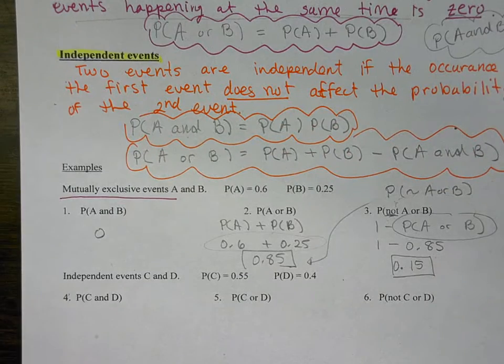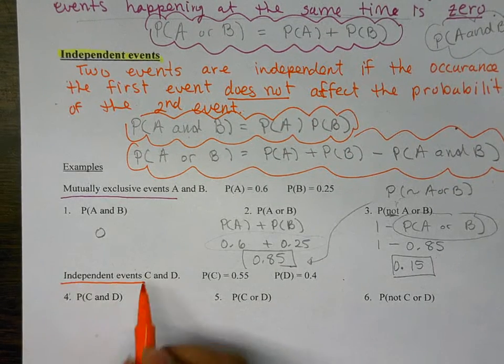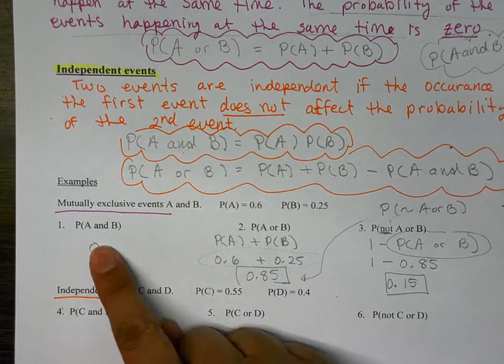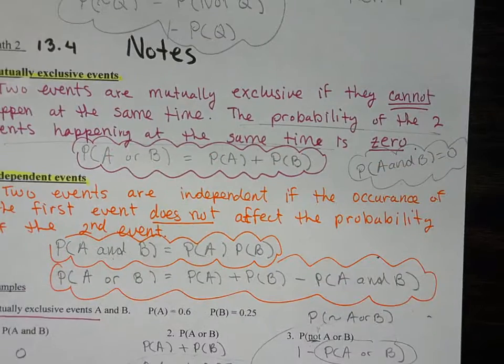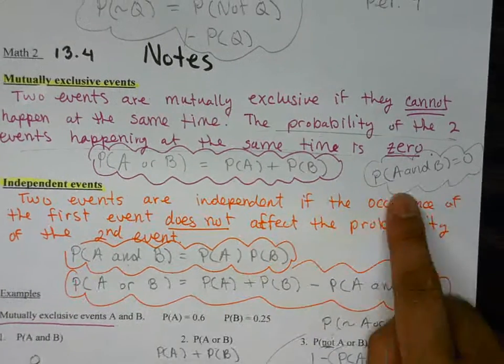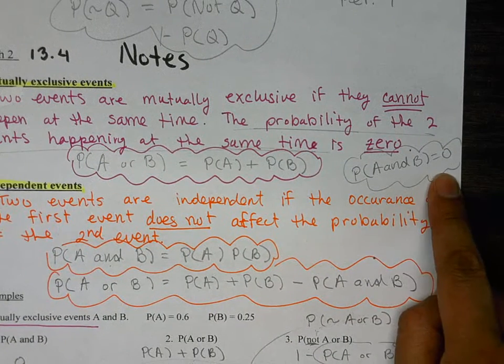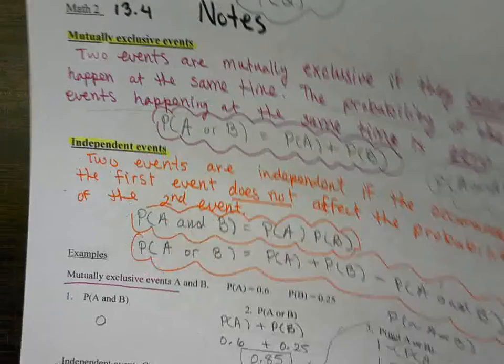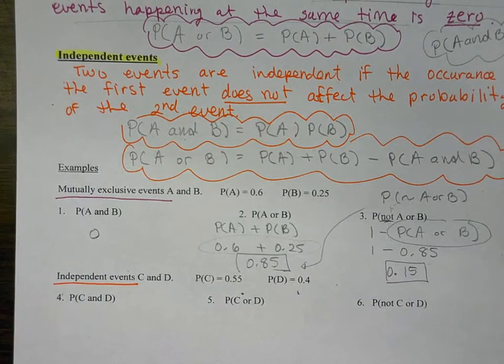Mutually exclusive or independent? Independent. Why did you put 0? Can anybody answer why number 1 is 0? When they're mutually exclusive, and is the overlap, and is always 0 when they're mutually exclusive. Is that what the other ones say? Yes. All right. Now, this is independent.